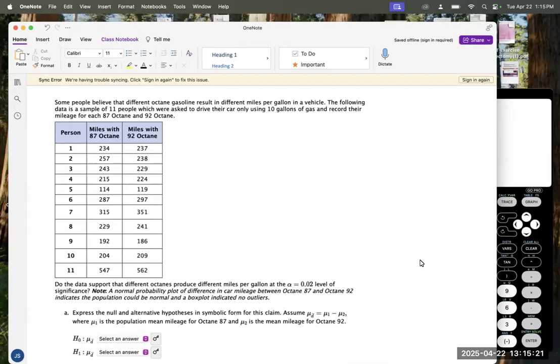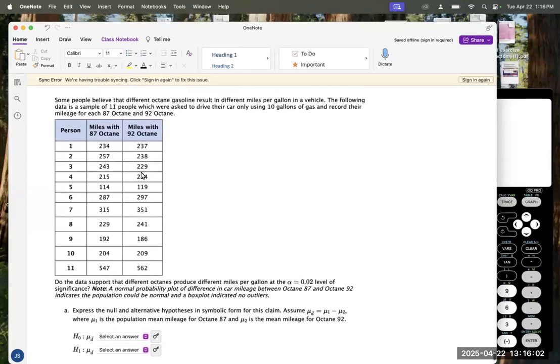car only using 10 gallons of gas and record their mileage for each, 87 octane fuel and then 92 octane fuel. So they took one person, they got 10 gallons of gas of octane 87, drove it around, and they saw how far they could drive. They were able to drive 234 miles. And then they did the same thing a second time. They filled their car with 92 octane, and they were able to go 237 miles on that same 10 gallons of gas.